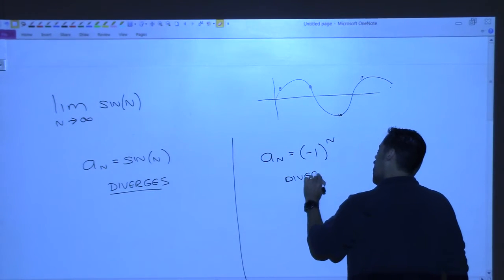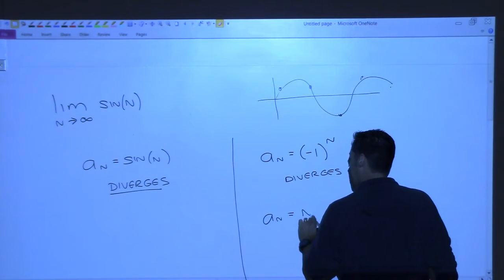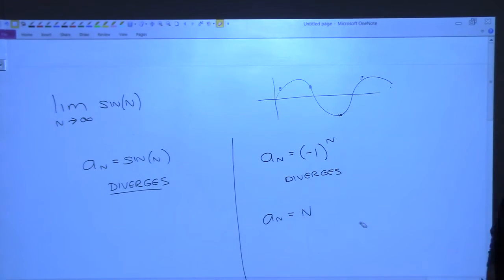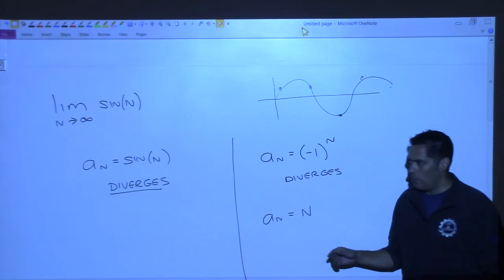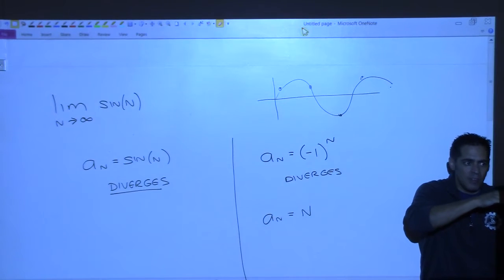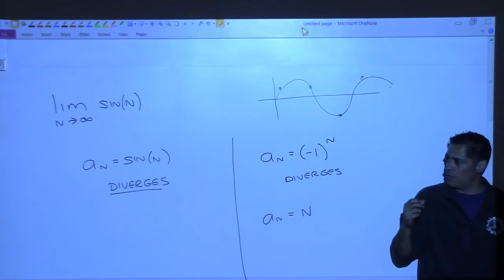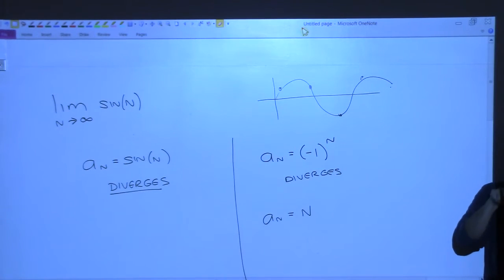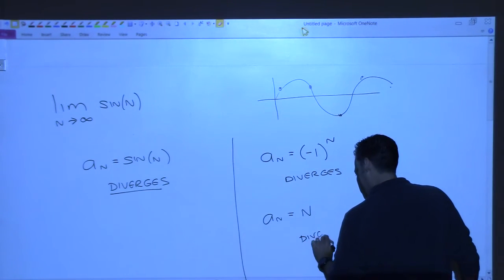How about this one? A sub n equals n. Does that converge or diverge? This is the one that did what? What was it? 1, 2, 3, 4, 5. Is that headed to one thing? No, it's headed to infinity, isn't it? But in order to say that it converges, it has to go to some L, and that L needs to be a number, a real number, not infinity. Diverges.